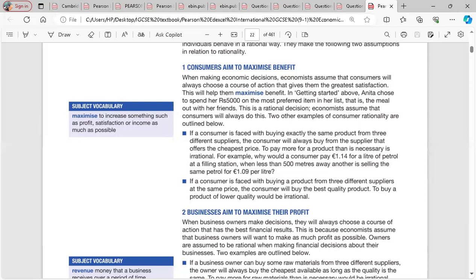That is first. The second one: if a consumer is faced with buying a product from 3 different suppliers at the same price, the consumer will buy the best quality product. To buy a product of lower quality would be irrational. So if you are faced with buying from firm A, firm B, and C, of the same price, the next thing you have to check is the quality. If you have a better quality and you didn't choose that, it becomes irrational. That means you have taken an irrational decision. Do you get it? So economists assume that consumers will make decisions about price and quality. Is it clear? Any question about consumers there? Then we'll move on.